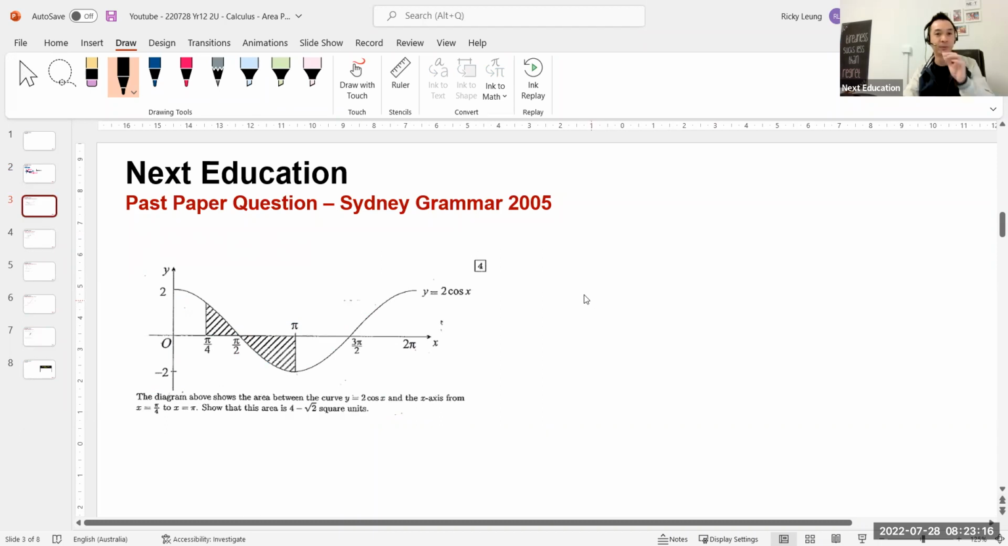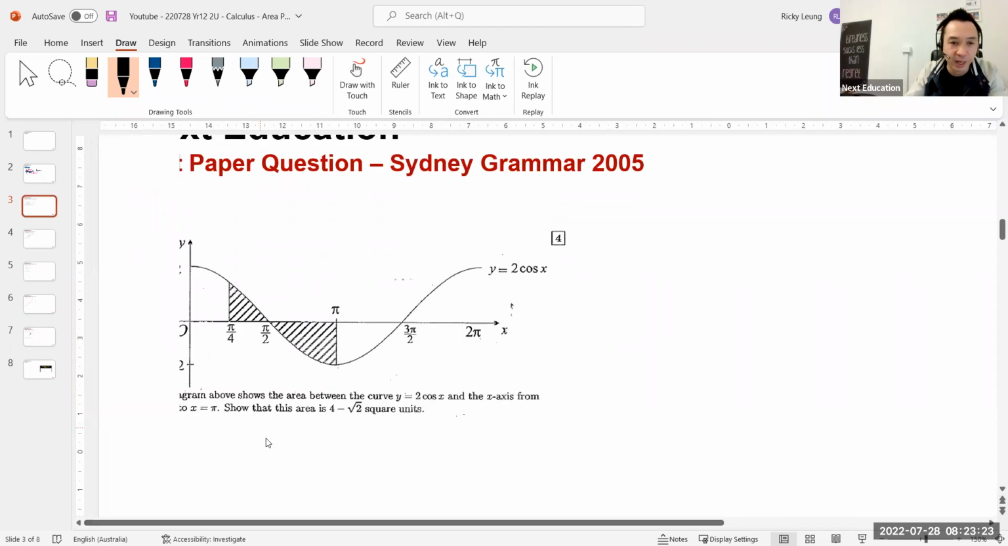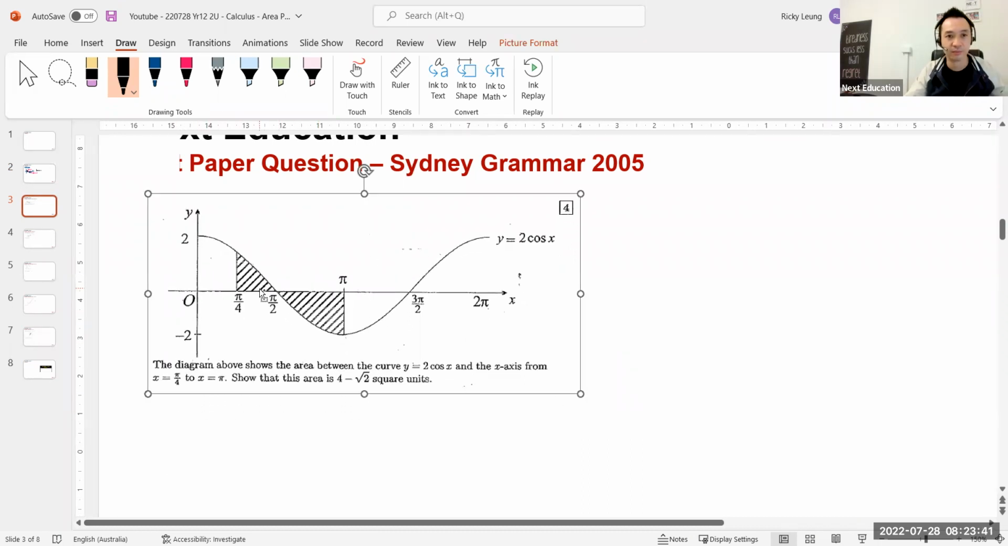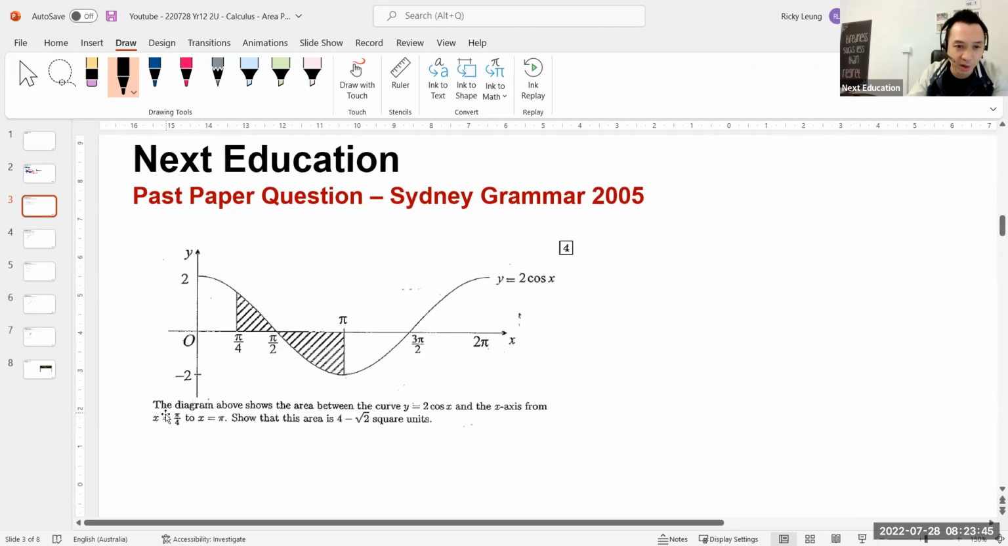First one, Sydney Grammar. Now, you can see in this one here, what are we looking at? Let me just zoom in a bit. 4 marks. Wow, there's a lot of marks for this question. We'll cut off some words. But in the diagram above, it shows the curve of the cos graph and the x-axis. So the area contained between the cos graph and the x-axis from pi on 4 to pi. Don't know why that part of the diagram's cut off, but it is. You know what? It's not cut off. It's just a screen there. That's better. So pi on 4 to pi, show that the area.